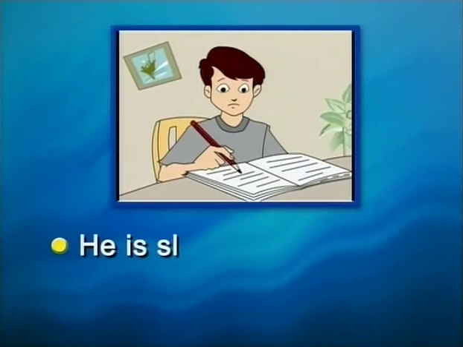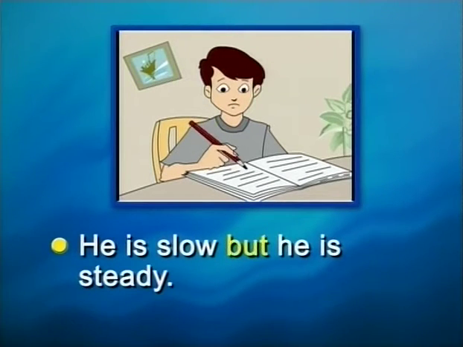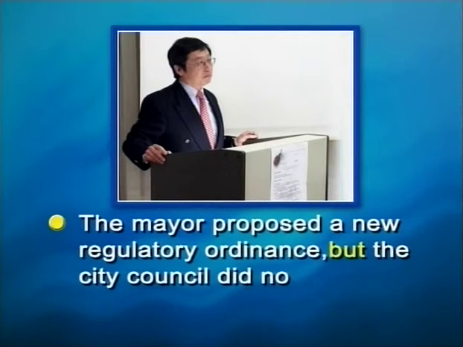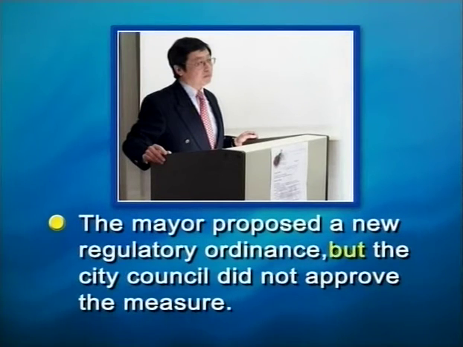The second kind is adversative. This means that the statements express opposition or contrast between them. Let us take some instances. He is slow, but he is steady. The mayor proposed a new regulatory ordinance, but the city council did not approve the measure. The conjunction in these sentences, but, means contrary.